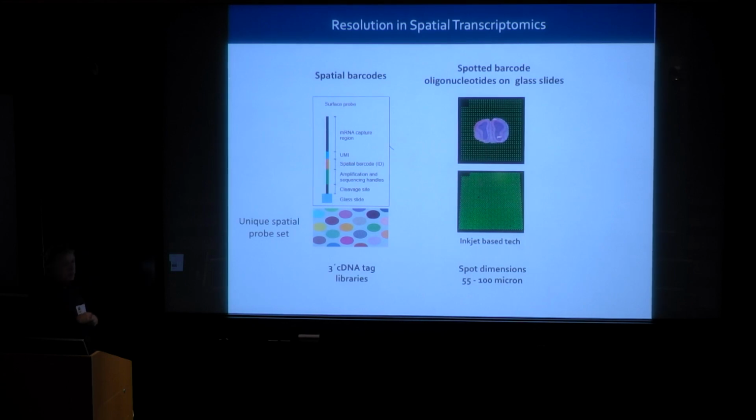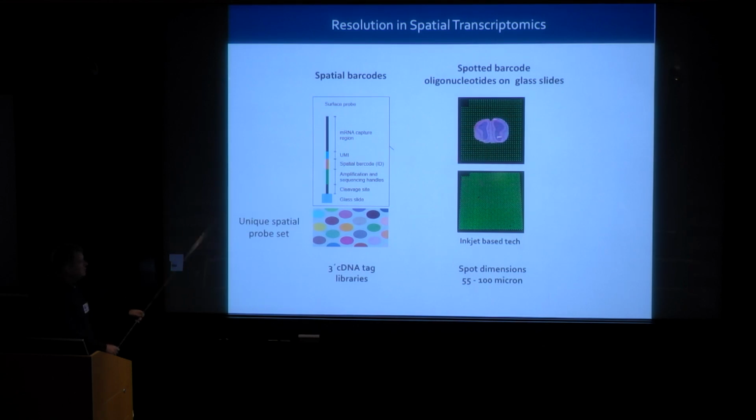So these spatial barcodes, that's the secret to the technology. They have an mRNA capture region to capture the poly-A tail. It has a UMI to identify the unique molecules. You have a spatial barcode, and the spatial barcode then has different sequences depending on where you are on the glass surface. And then you have the handles to do sequencing.